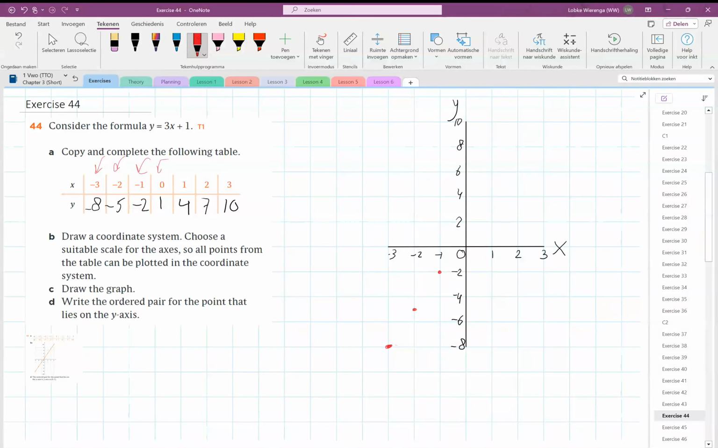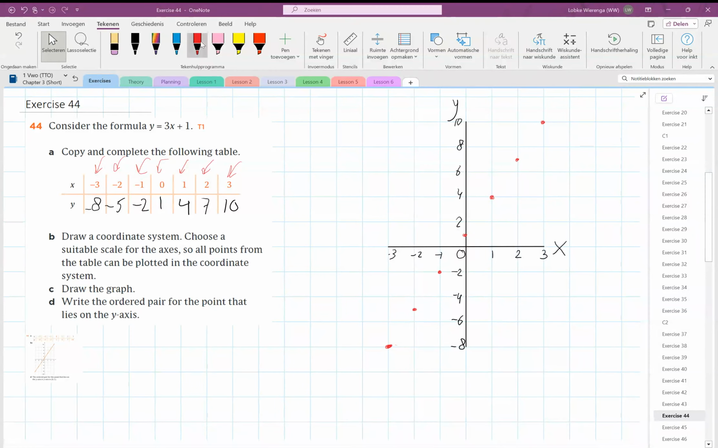0 on the x, so we don't go to the left or the right, only 1 up, a dot. 1 to the right, 4 up. 2 to the right, 7 up. And 3 to the right and 10 up. These are all the points. And now for exercise C.